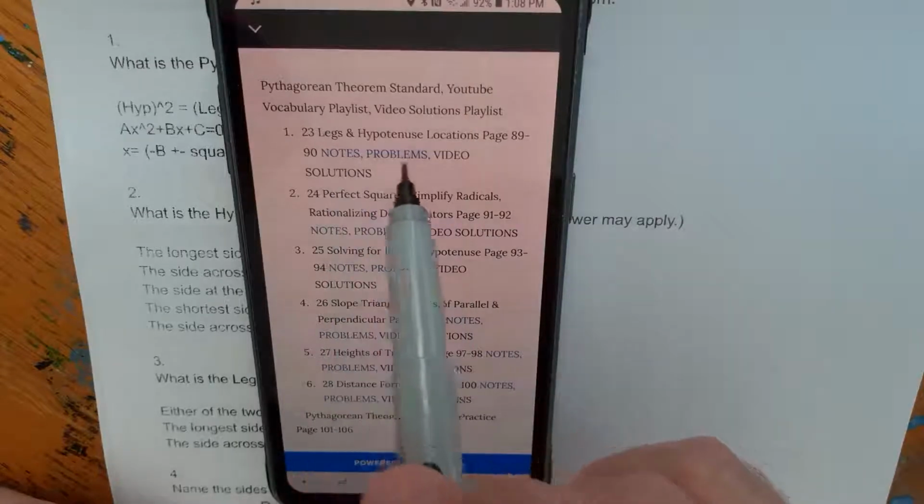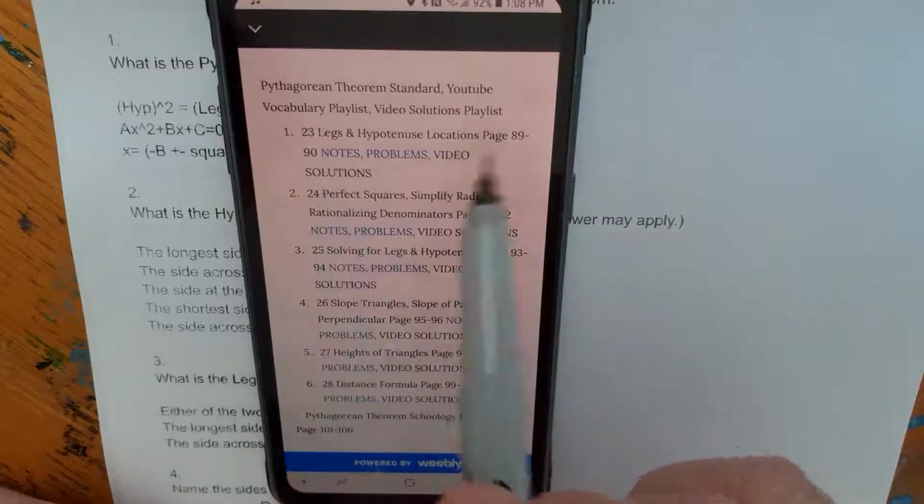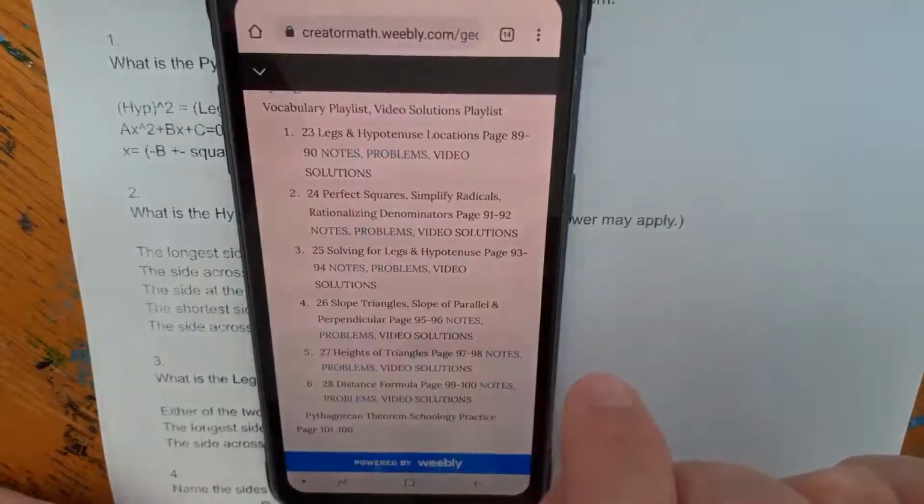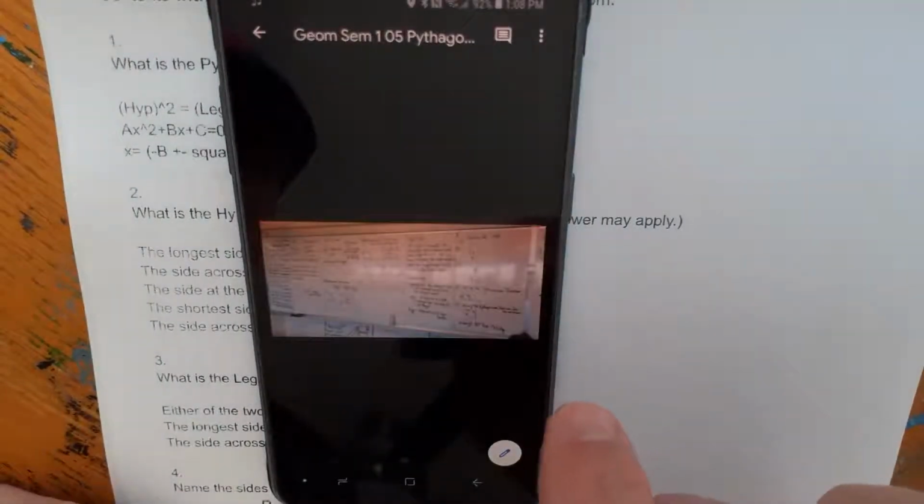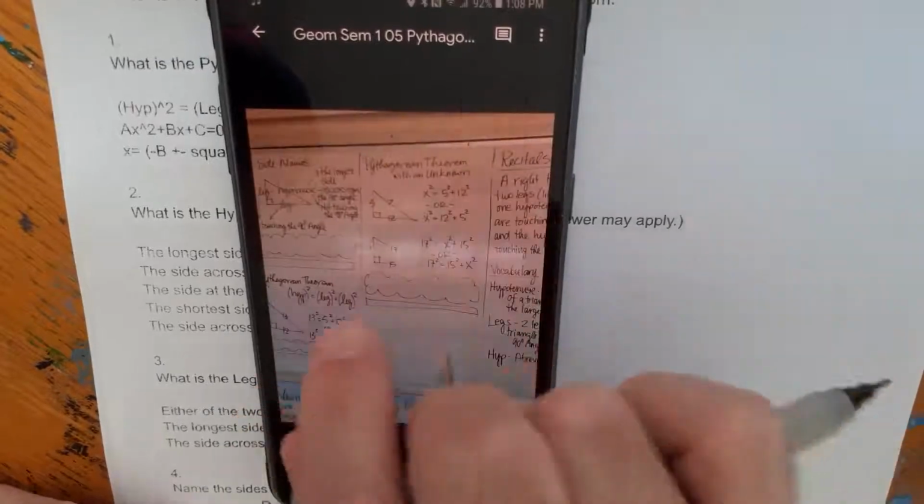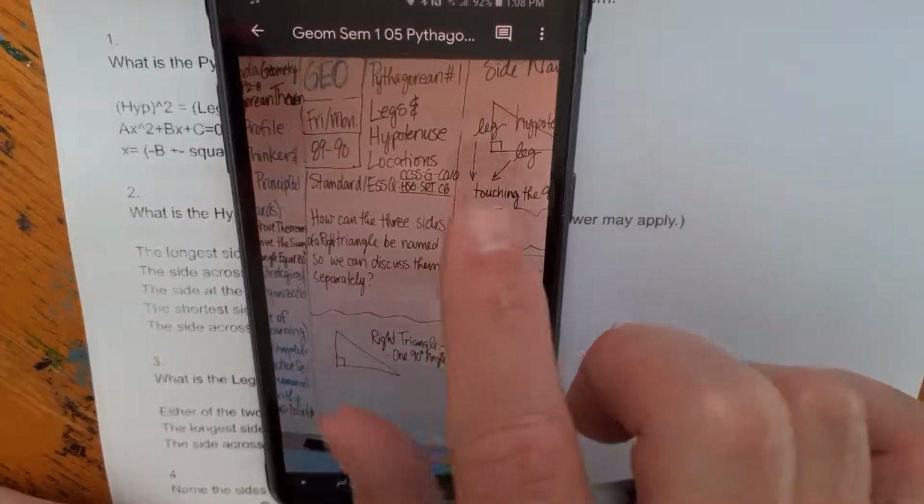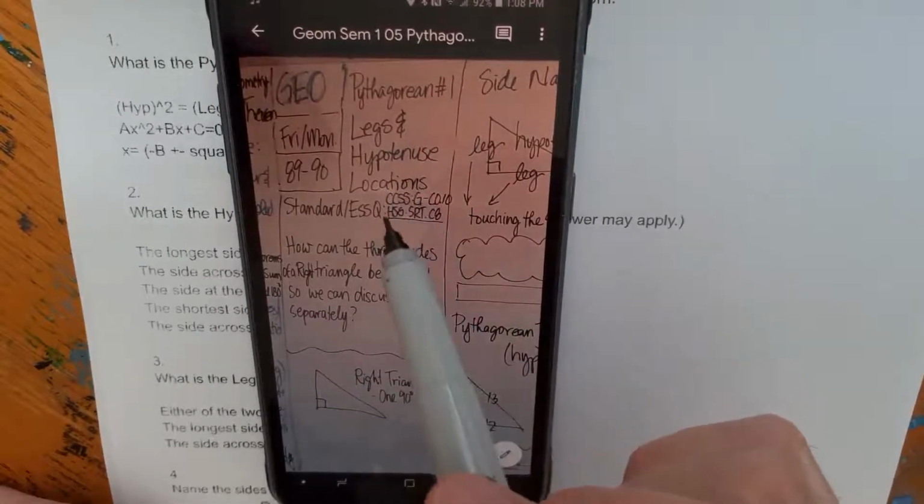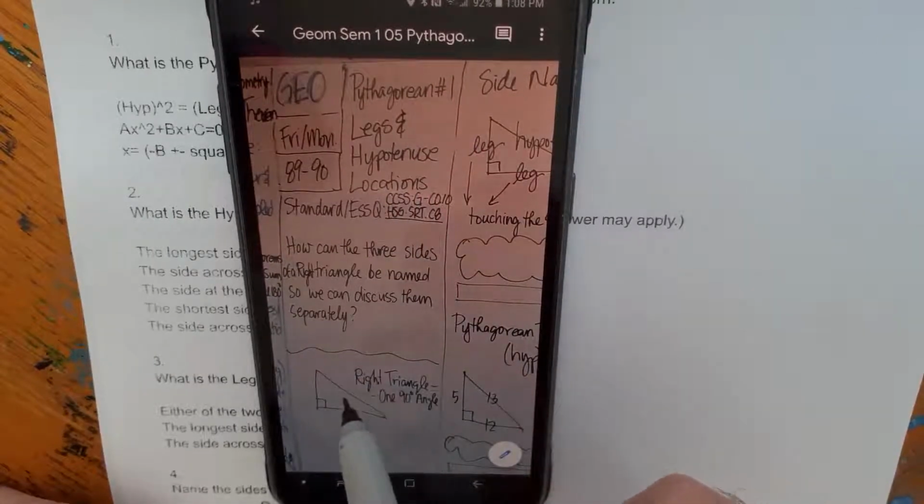Okay, so here are the notes, the problem set, and the video solutions will be linked here too. So we're going to click notes. Fair warning, sometimes it takes me twice to open this up. Nope, it opened the first time there, and I'm not sure what determines that. Maybe it's my Wi-Fi connection or something. But this is Pythagorean Theorem number 1. You're going to copy these notes into your composition book on the correct pages according to the table of contents.